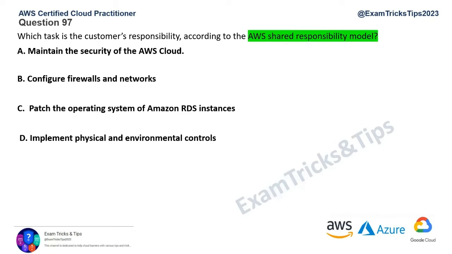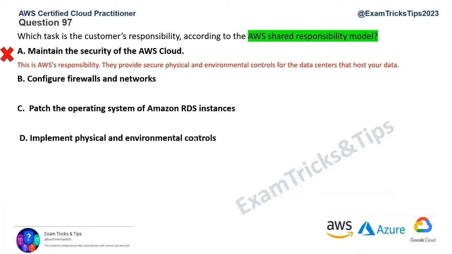So first one, maintaining the security of the cloud. Exactly what I told you. This is AWS responsibility. They are responsible for physical environment and controls of the data centers. So this is an incorrect option from a customer responsibility perspective. So we rule that out. So that's gone.